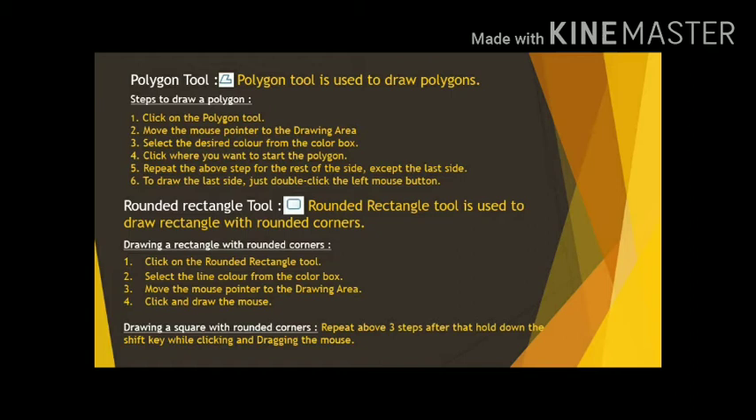Second, select the line color from the color box. Third, move the mouse pointer to the drawing area. Fourth, click and drag the mouse, drawing a square with rounded corners. Repeat the above 3 steps. After that, hold down the shift key while clicking and dragging the mouse.